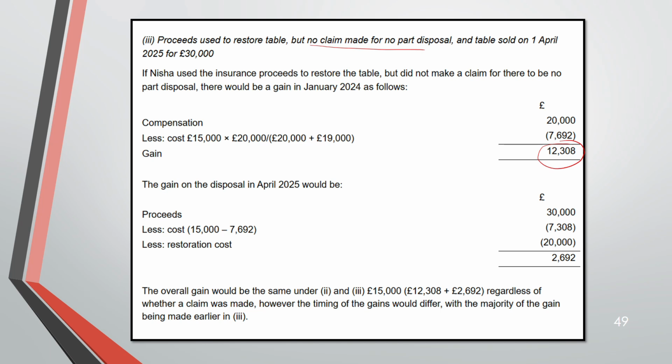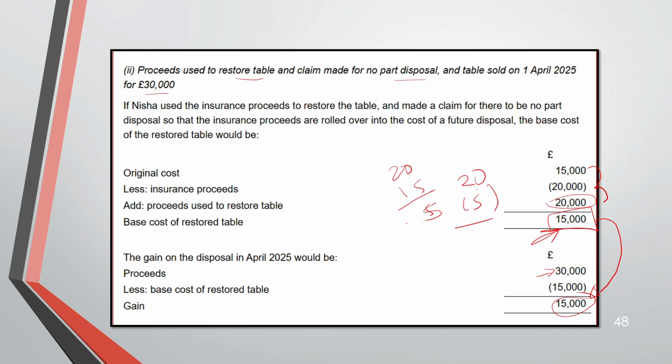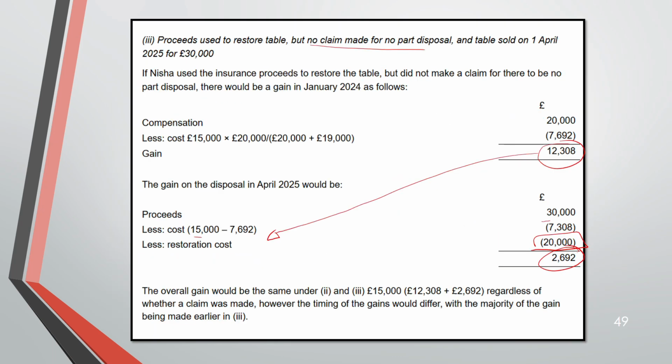So now 30,000 is the proceed. From this 30,000, remember the original cost 15,000. From this 15,000, this gain will be deducted, base cost, and then the restoration cost 20,000. That is your insurance proceed. So this will be your gain, 2,692. Here the gain was 15,000. This is the difference between the second and the third scenario. There you made a claim for no part disposal. Here you did not make a claim for no part disposal. So it will be treated as part disposal because you did not make the claim.